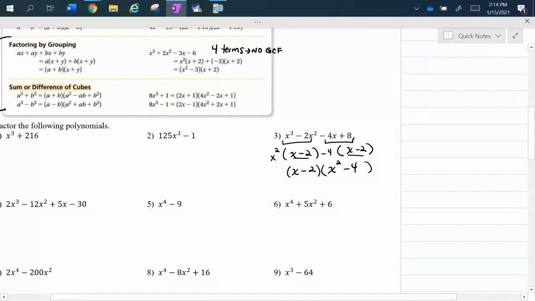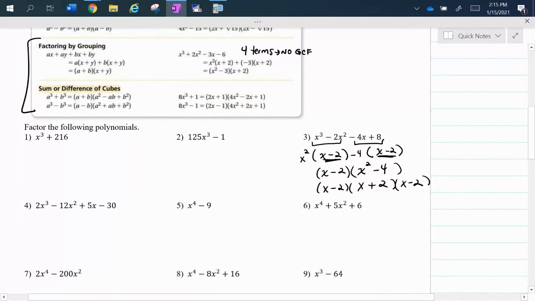So let's review that again. We made 2 groups where each group had a greatest common factor, and then I factored out the GCF from each group. After I do that, we want the stuff inside the parentheses to be exactly the same. So that becomes our new greatest common factor. I'm going to take that out, and that's my first binomial. My second binomial is going to be the 2 GCFs that I factored out. And then I'm ready to factor again if I need to. So I see x plus 2 times x minus 2. Okay, so we factor that. That's how we factor by grouping.